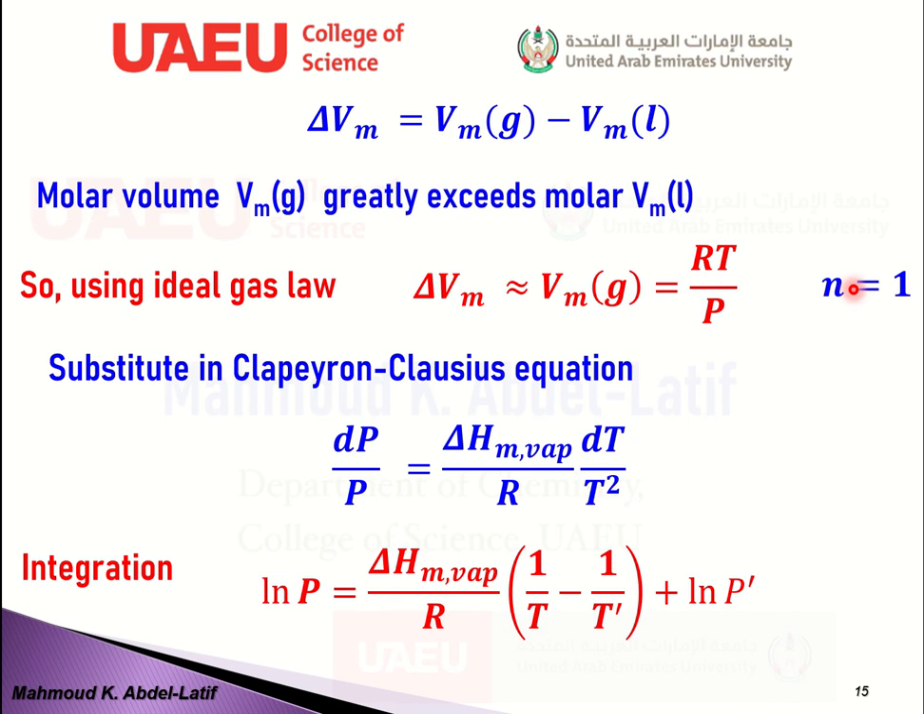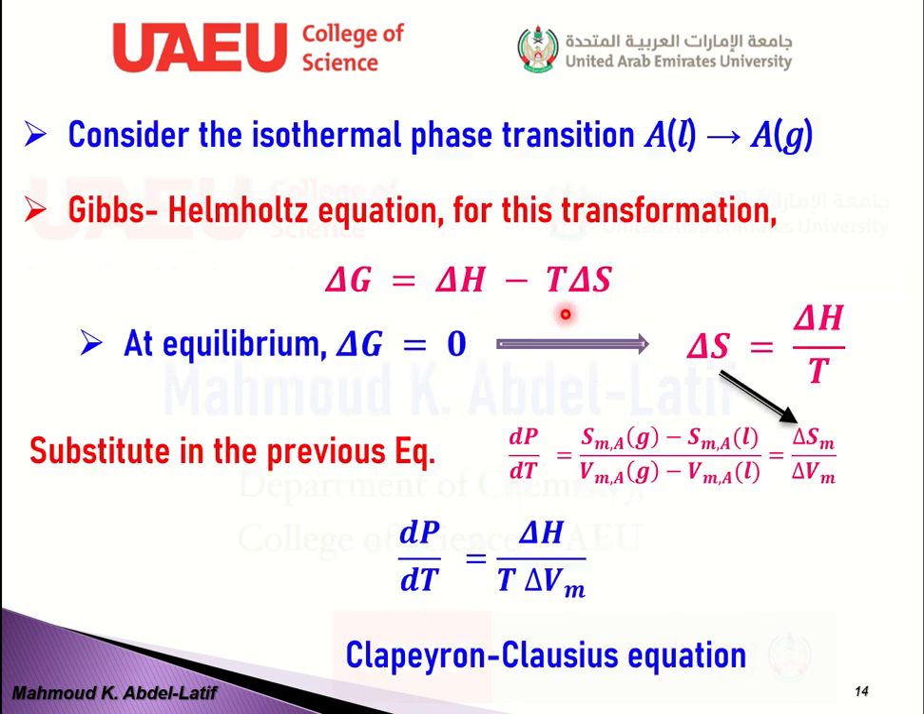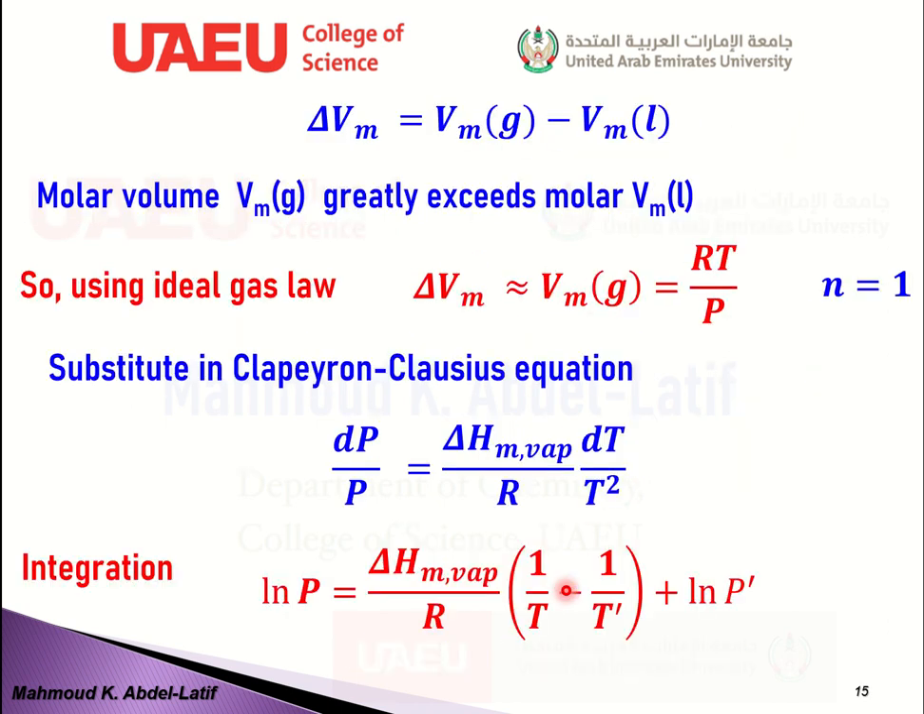Just substitute this value for delta Vm in the previous equation, that is, into the Clapeyron-Clausius equation, and you end up with this one. It is quite difficult to deal with these small changes, so you need to integrate to convert it from a differential equation to an integrated equation. Very simple. The integration of this one will be ln P, with limited integration, so it will be ln P minus ln P dash, and this comes to the right hand side.